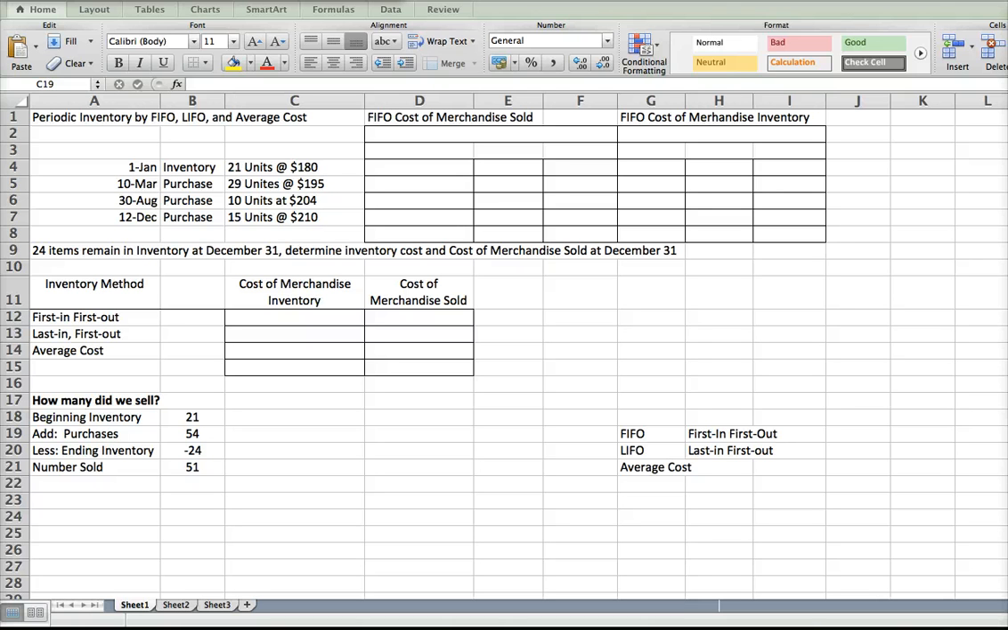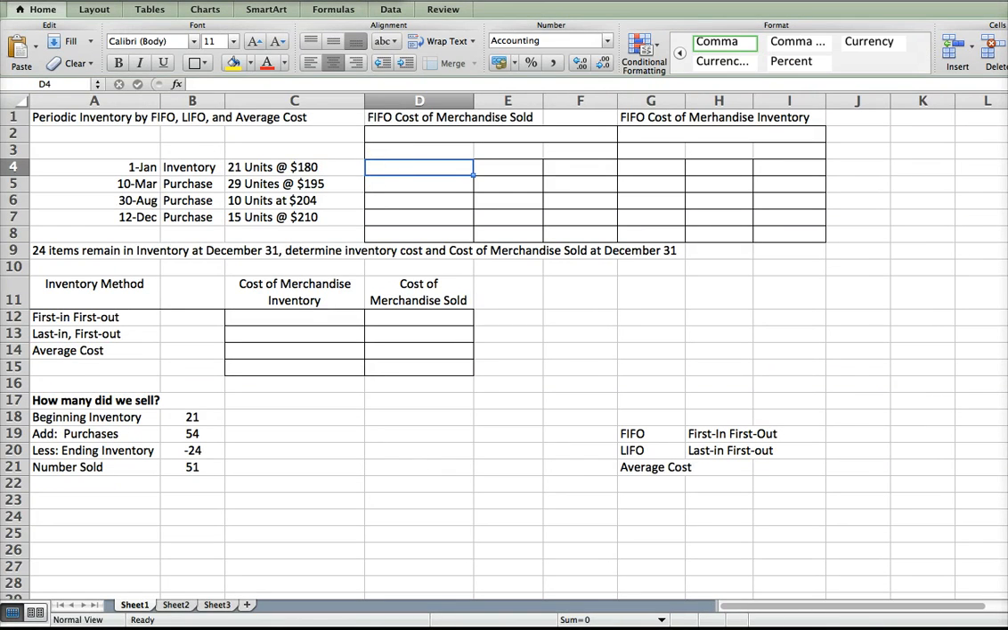Right now we're doing first in, first out. So I'm going to look at my oldest items first to sell those first. So I have 21 units at $180. I need 51 units. So let me use up all of those 21. So 21 units at $180 gives me a total amount of $3,780. Alright, I sold 51. So 21 have been accounted for.